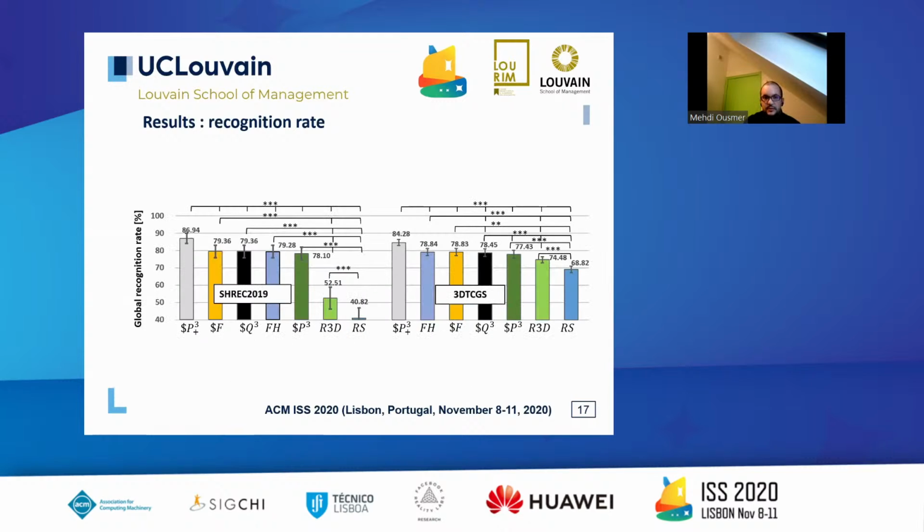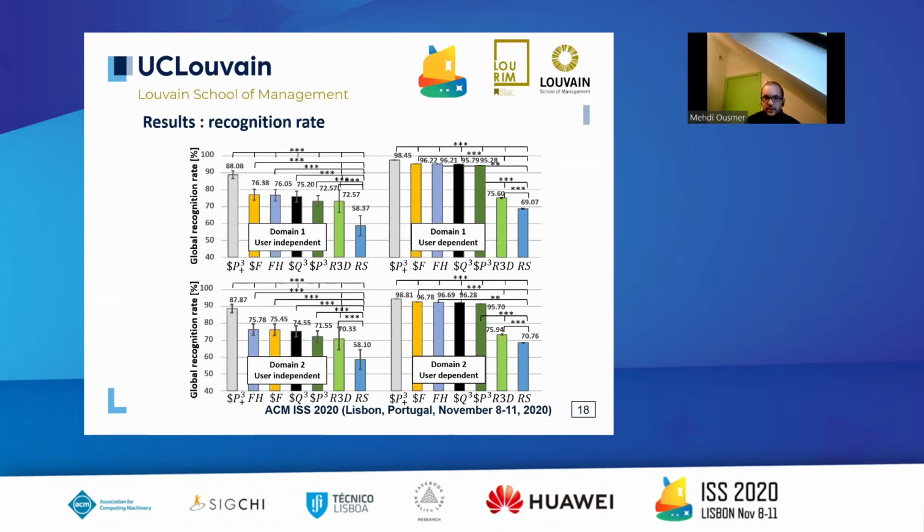The Shrek 2019 and 3D TCGS datasets are evaluated only in the user-independent scenario. And from what we view in these diagrams, the recognition rates are similar to the average recognition rates seen in the previous slide, except for Rubine 3D and Rubine Chang.